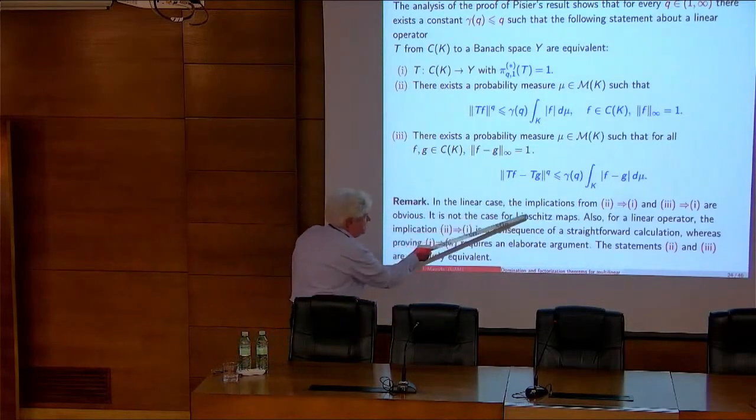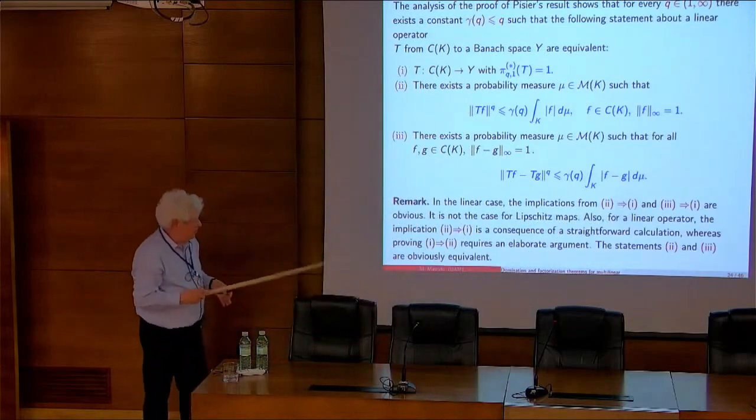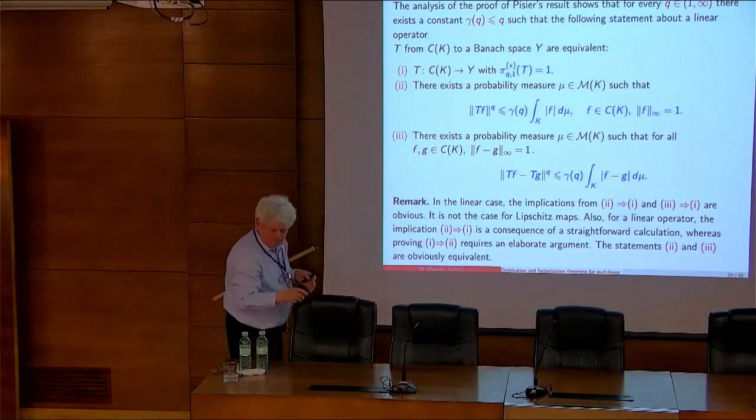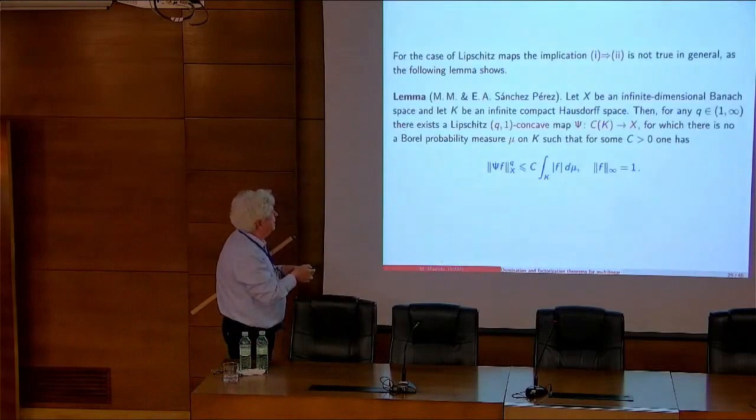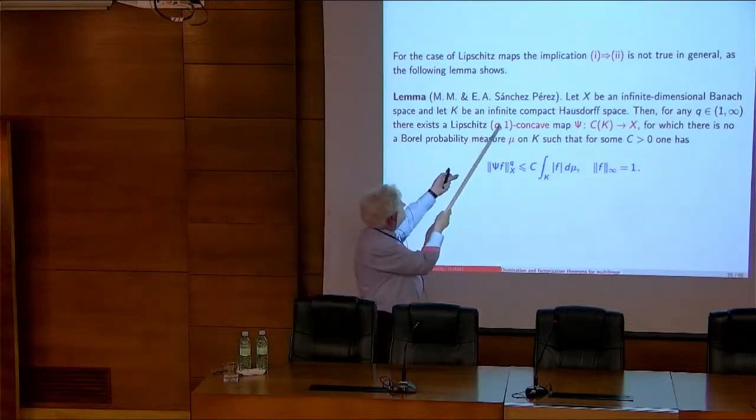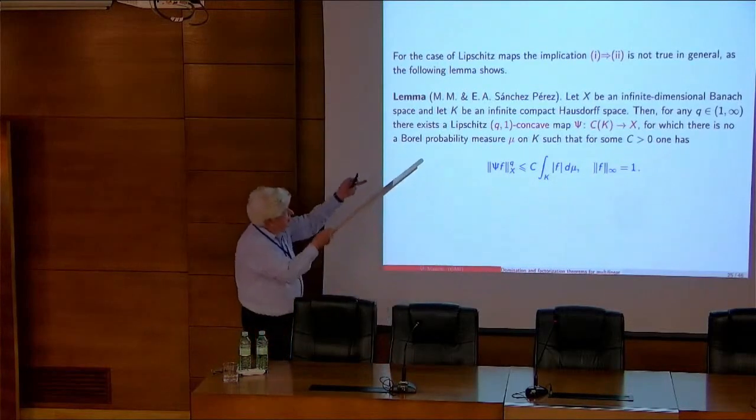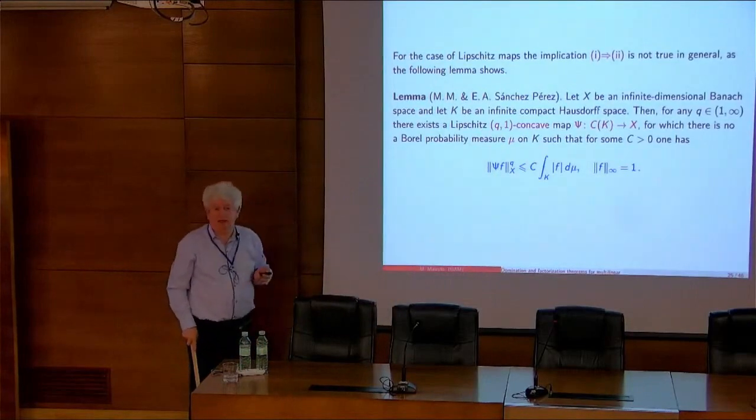So here, there is a comment on how the proofs go. Of course, the non-trivial case is the implication 1 to 2. Of course, this example shows that in general we cannot expect a variant of Pisier's result.